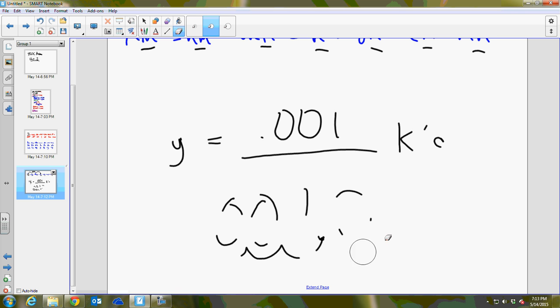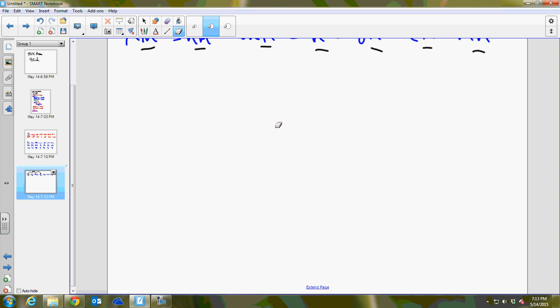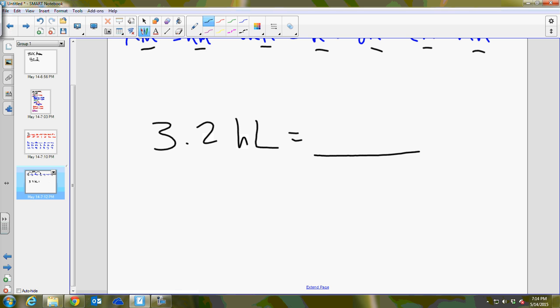All right. One maybe a little more complicated here. Let's say 3.2 centiliters. That's not more complicated. Let's do hectoliters. What is a hectoliter? 2 centiliters. Okay. So how do we do this?